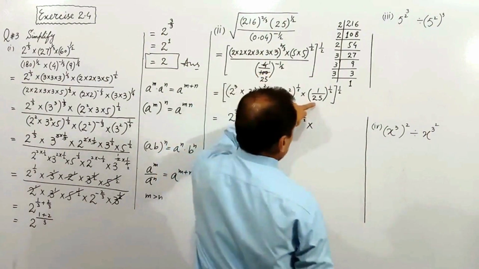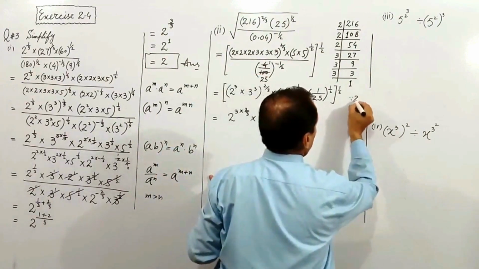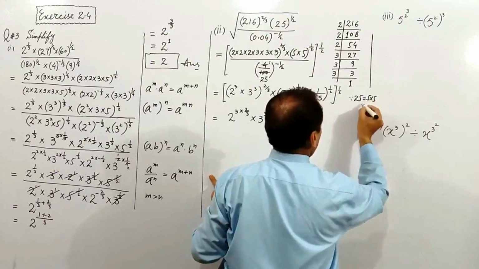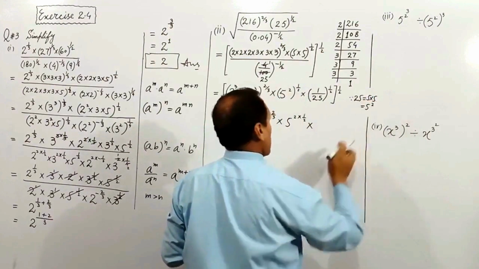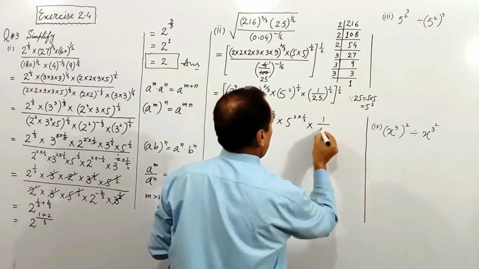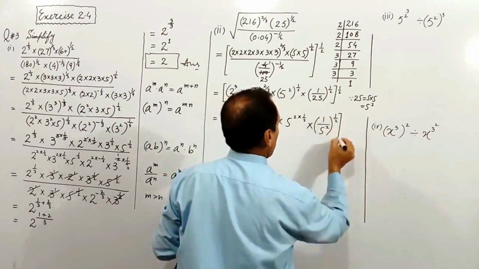In the next part of this question, we have 25. And as we know that 25 is equal to 5 multiply 5, it means 5 raised to power 2. According to law of sum of power, 5 2 times we can write. So we write over here 5 raised to power 2 whole power 1 by 2.